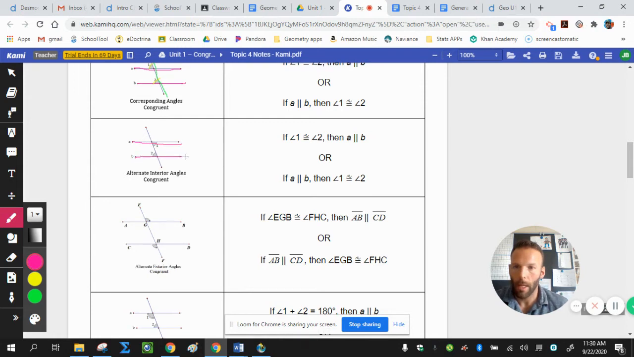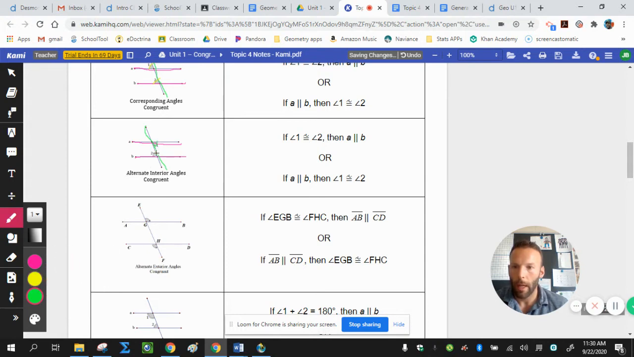So you have line A and you have line B. I'll grab the green for the transversal here. So there's your transversal and the 8 angles created. One example of alternate interior angles are these angles 1 and 2.